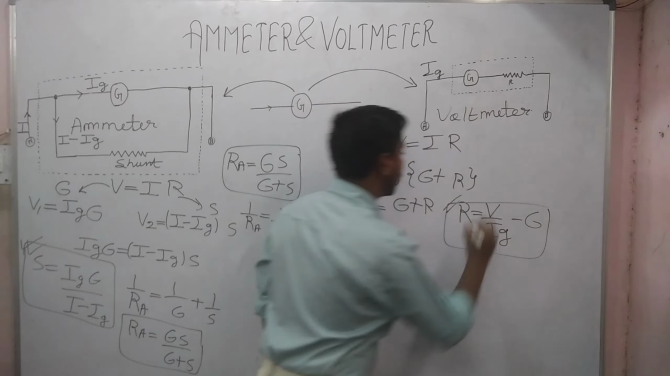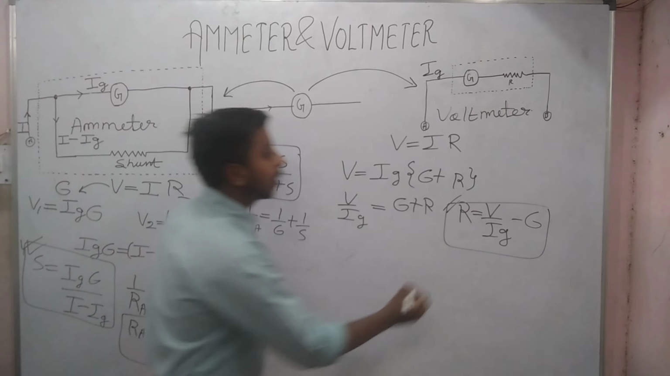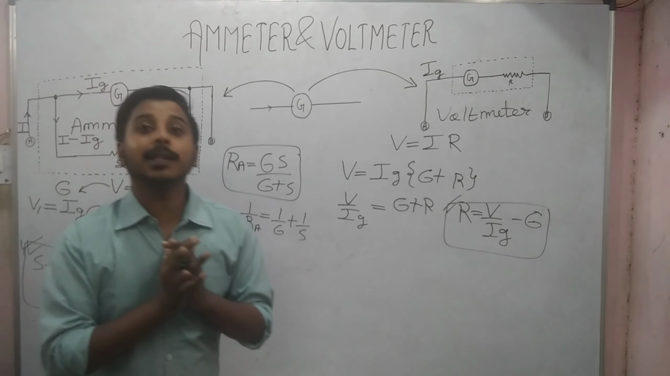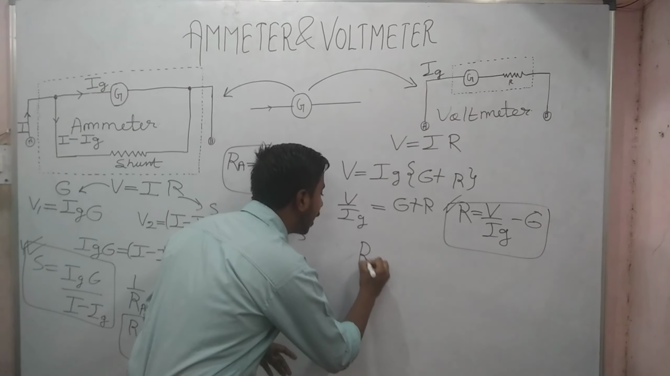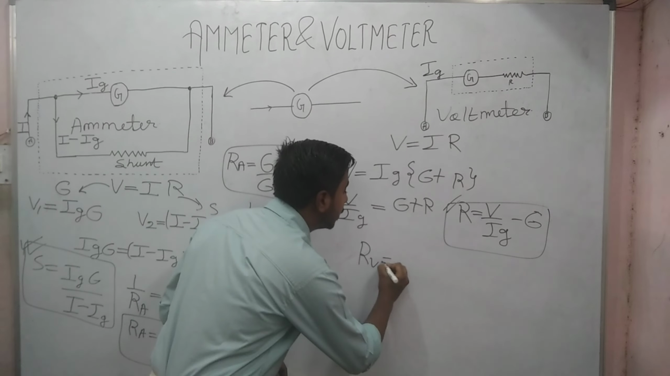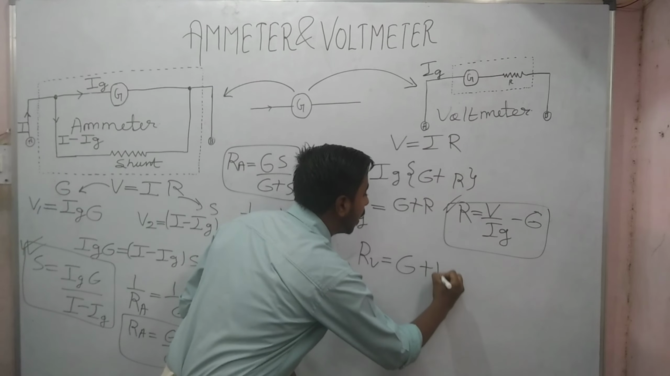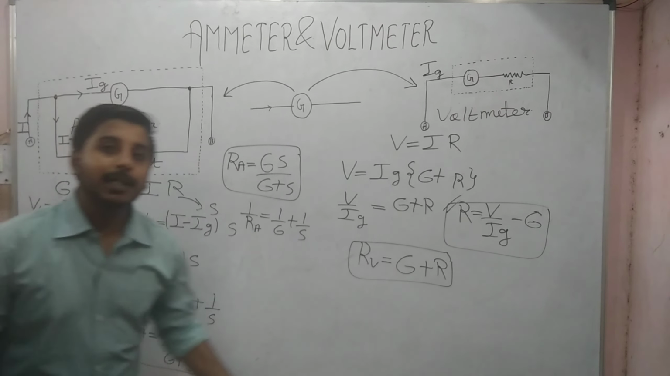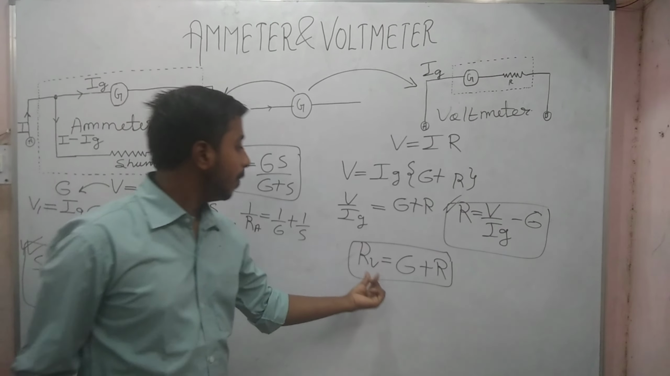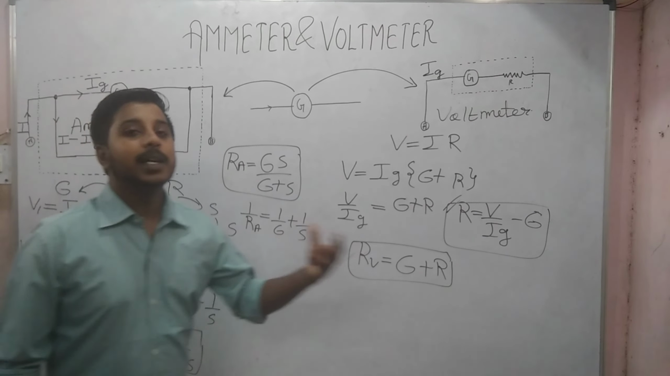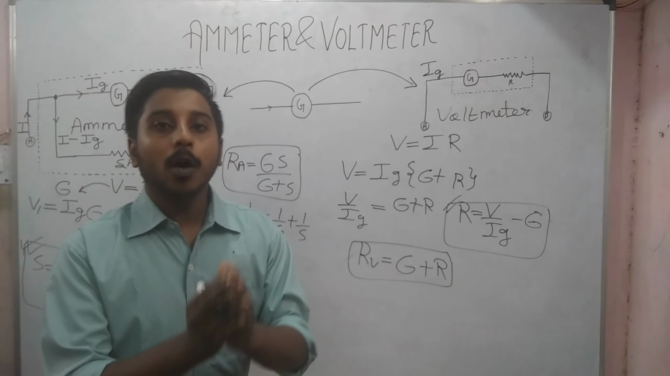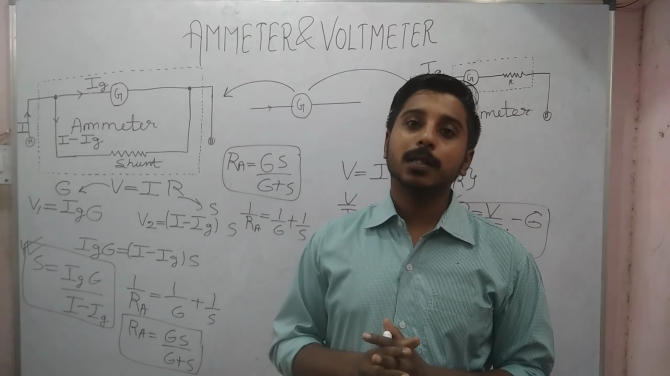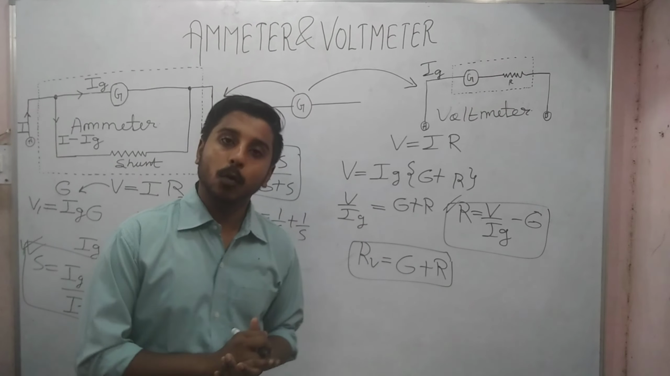Again it is a simple mathematical calculation. And again, if somebody asks what is the resistance of voltmeter, you can say Rv, resistance of voltmeter, is equal to G plus R, that is resistance of both galvanometer and the added resistance add up to form total resistance, which is the formula of resistance in series. If you don't know about resistance in parallel and series, just watch my previous video which was based on this concept, including Ohm's law.